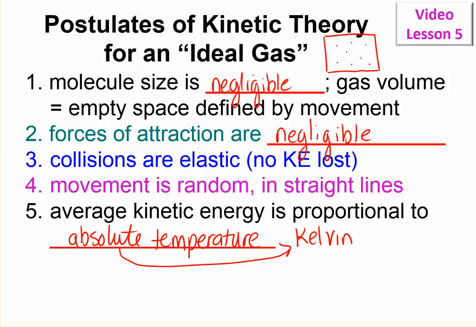So these are our assumptions, and this is how we define an ideal gas. If a gas is in a situation where these assumptions are reasonable, you can use these simplified mathematical equations called gas laws that we're going to use.